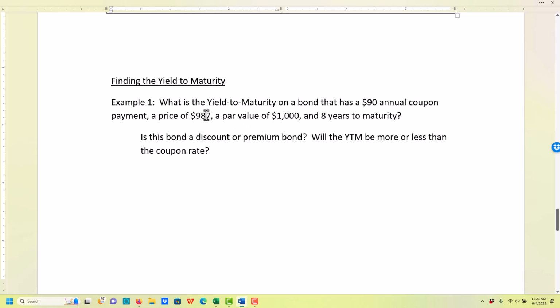So example 1: what is the yield to maturity on a bond that has a $90 annual coupon payment, a price of $987, so that's the value today, a par value of $1,000 and 8 years to maturity? Before we calculate anything, we can answer a couple of questions. Is this bond a discount bond or a premium bond? It's a discount bond because the price is less than the par value.